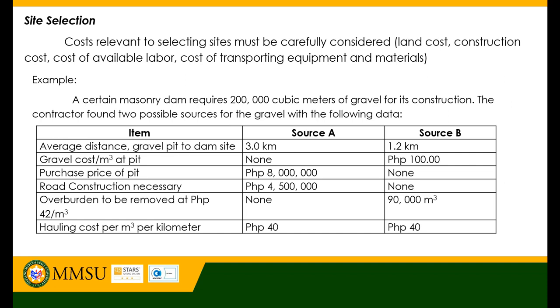Sa source B naman, meron kang about 90,000 cubic meters na overburden na tatanggalin before you can get the gravel. Okay. Hauling cost per cubic meter per kilometer is 40 pesos for source A and source B, 40 pesos also. So, hauling, yung hauling. I don't know how to pronounce that one.